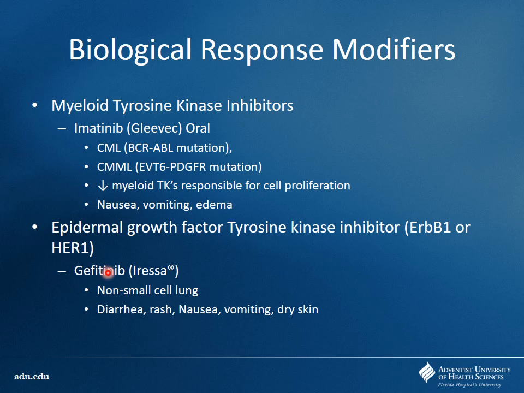Another example would be something like gefitinib. Notice how these tyrosine kinase receptor antagonists usually have an IB at the end of the name. That's kind of how I used to recognize them. This one is good for non-small cell lung cancer, again, where they're expressing a certain receptor here. So there's ERBB1, or this HER1 protein, they have to express that. If they don't, then it's not really going to be that effective. So again, keep the concept in mind, specifically that these tyrosine kinase receptor antagonists are going to be more specific. You have to have the receptor there. If it's not there, then the drug's not going to work.